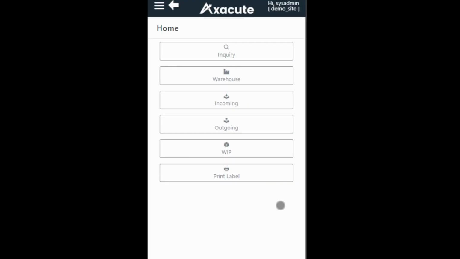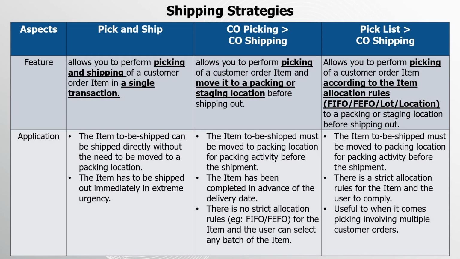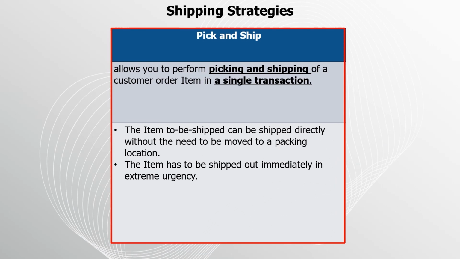In this video, we will cover the pick and ship function in Axacute. There are several methods to ship an item to a customer in Axacute. One of them is the pick and ship function. This feature allows you to perform picking and shipping of a customer order in a single transaction.